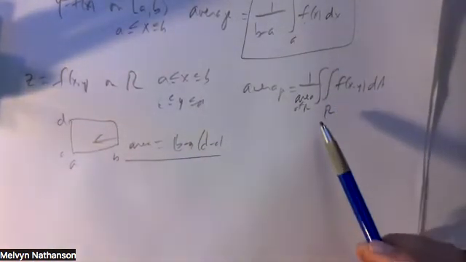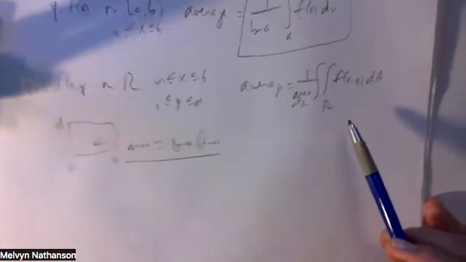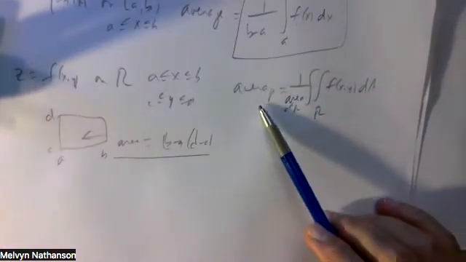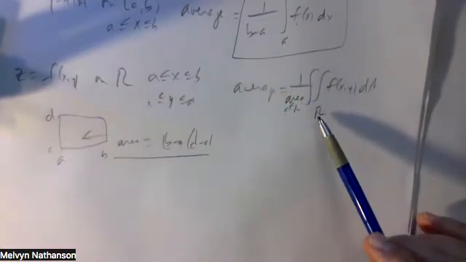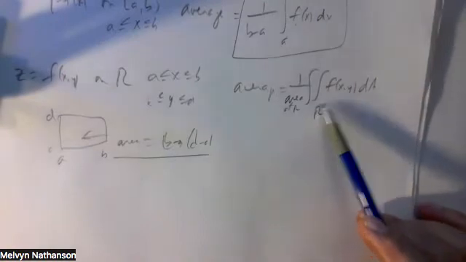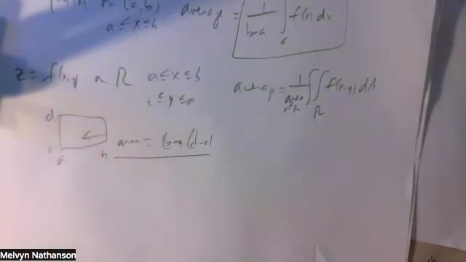But in general, because we don't have to integrate necessarily over rectangles, if you want to find the average value of a function of two variables over a region R, you integrate over R and divide by the area of R. So this is just a definition.